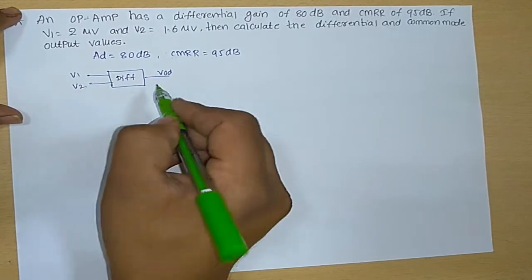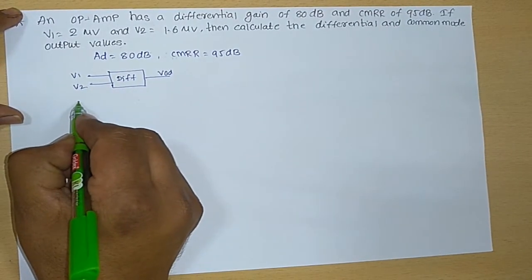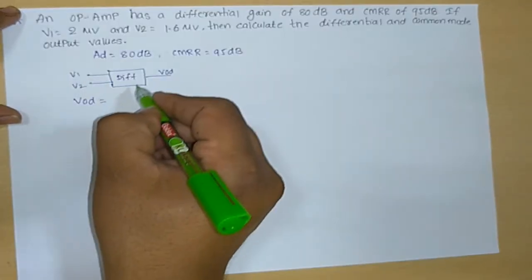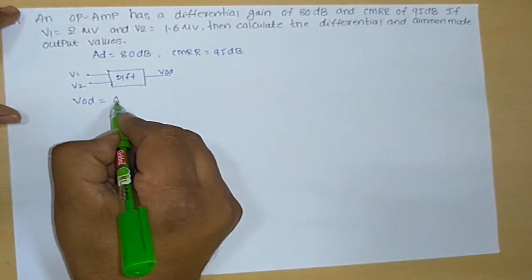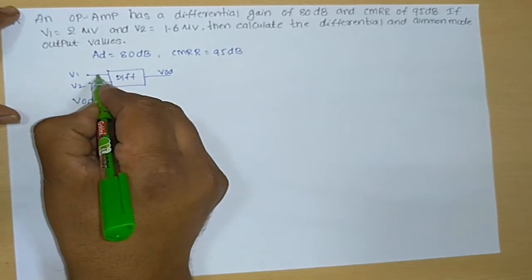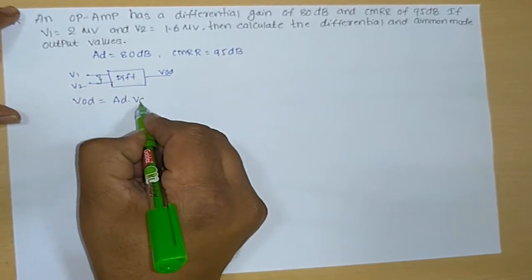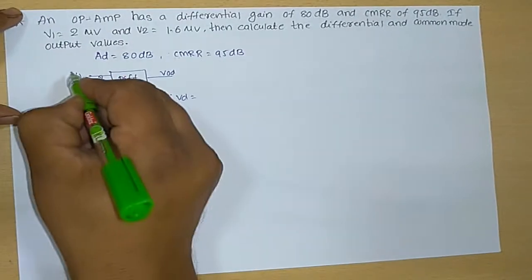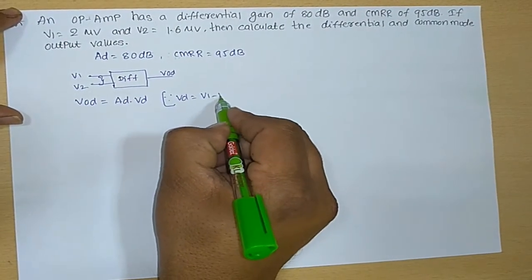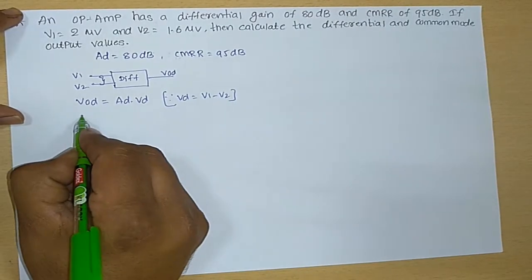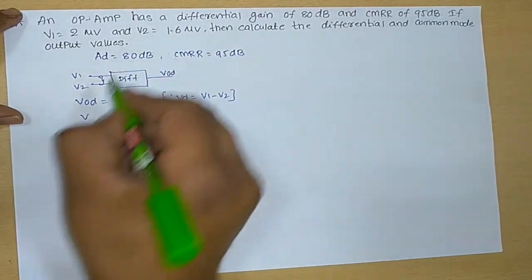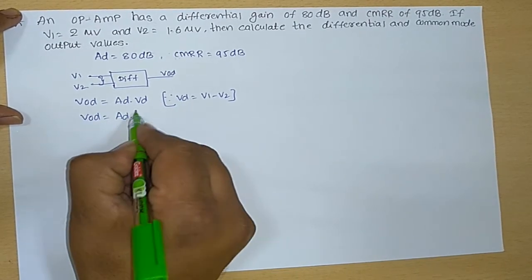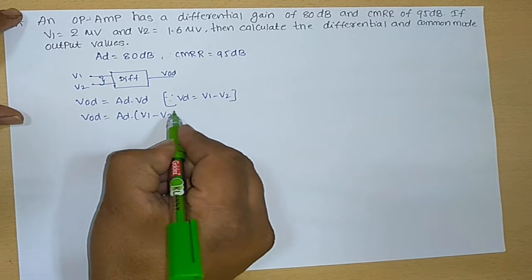Here the differential output voltage VOD equals, this differential amplifier offers the gain AD, and here we apply the input voltage VD. We know that VD is the difference between these two signals, that is V1 minus V2. Therefore the differential output voltage VOD equals AD into V1 minus V2.